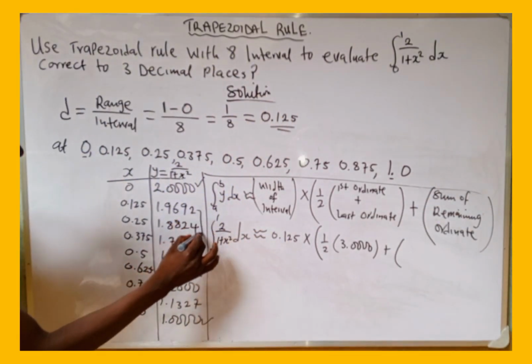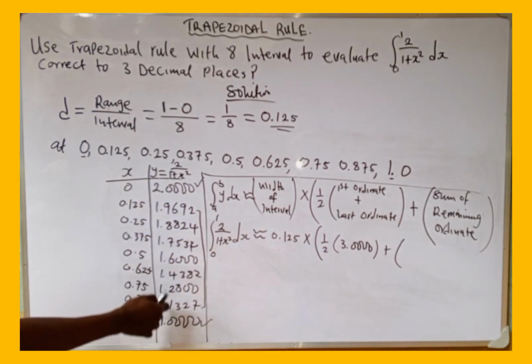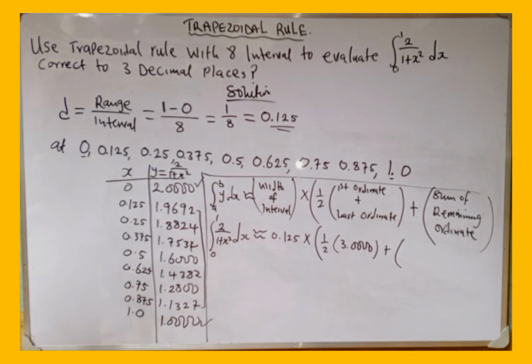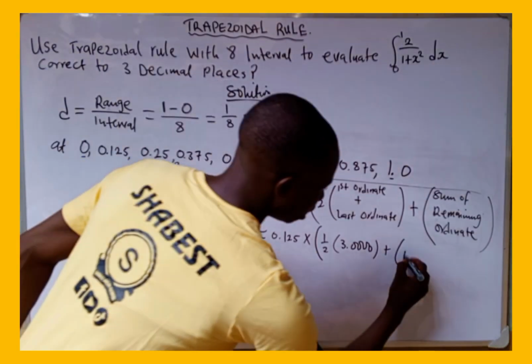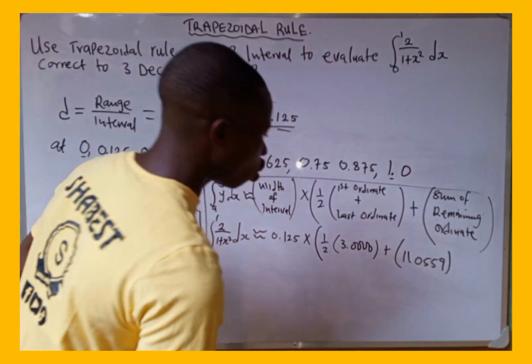Then you close the bracket, plus the sum of the remaining ordinates. Here are the remaining ordinates. So you are going to sum them up together. So you are going to have 11.0559. So that is the sum of the remaining ordinates.